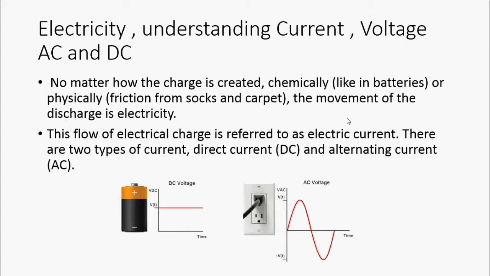Understanding current, voltage, AC and DC. This flow of electrical charge is referred to as electric current. There are two types of current, direct current or DC and alternating current or AC. DC is a current that flows in one direction with constant voltage polarity, while AC is a current that changes direction periodically along with its voltage polarity.